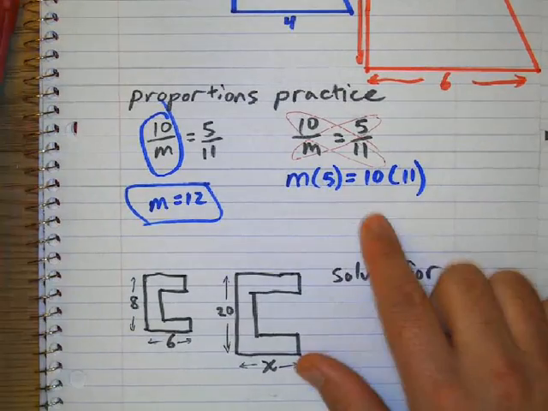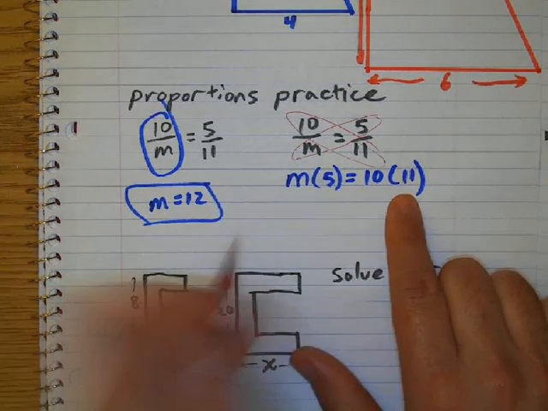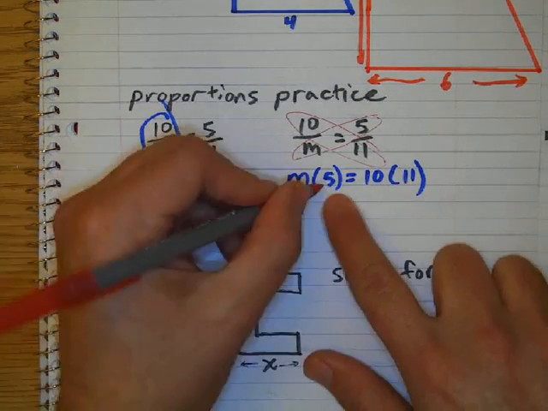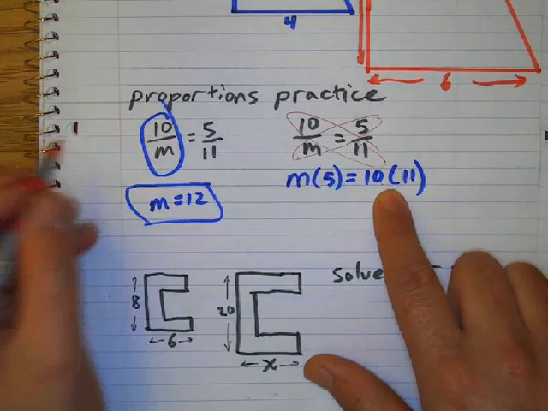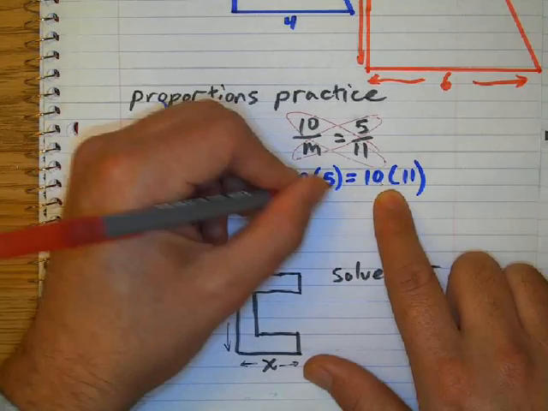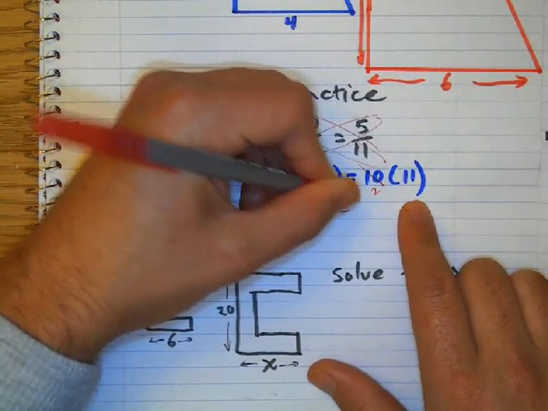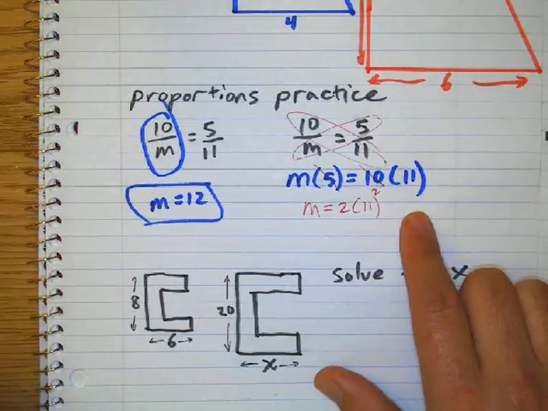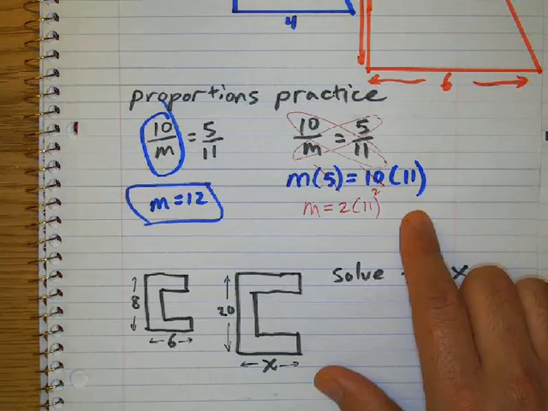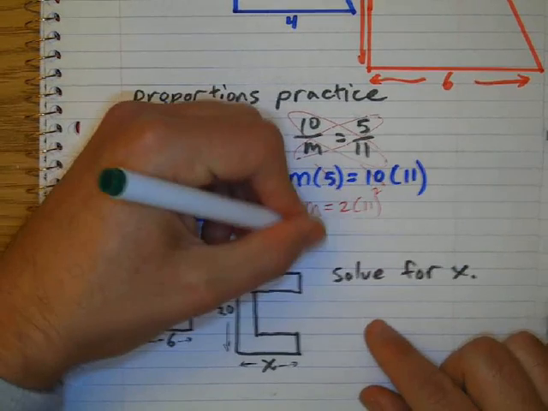And then I could multiply this out, but I could say, okay, look, 5 goes into 10 twice. So then I have m equals 2 times 11, and then we end up with m equals 22.